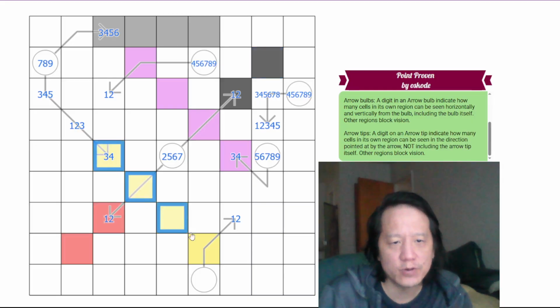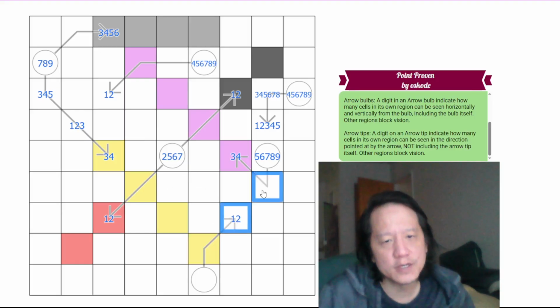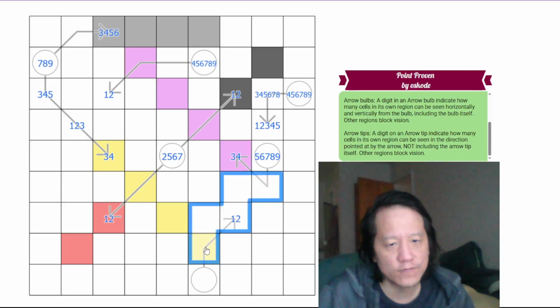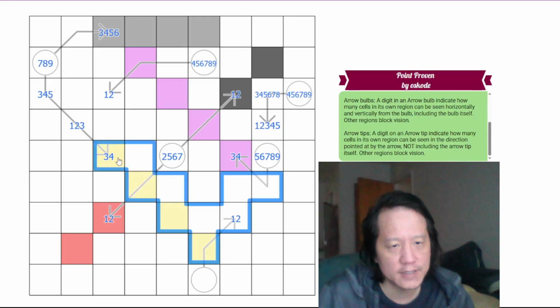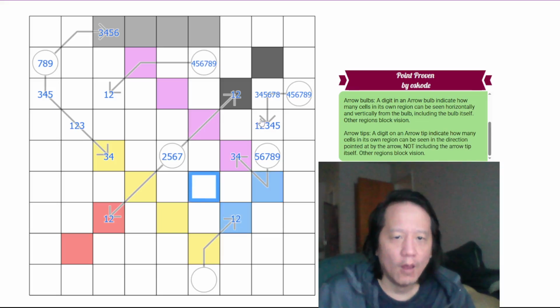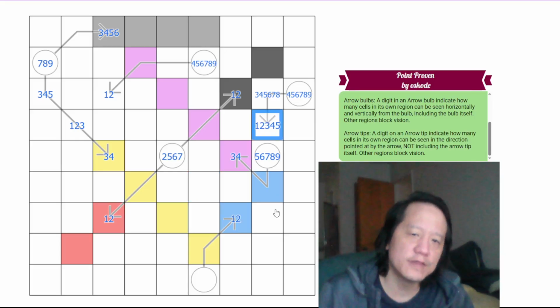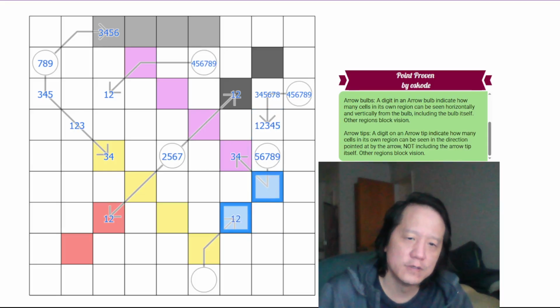So this cannot be part of yellow also. This cannot be part of yellow. 1, 2. So 1, 2, 3, 4, 5, 6, 7, 8, 9, 10. So we're going to make that blue, I guess. That's interesting. Unless this is 1, these are all part of the same region. Actually, so then we should make that orange.